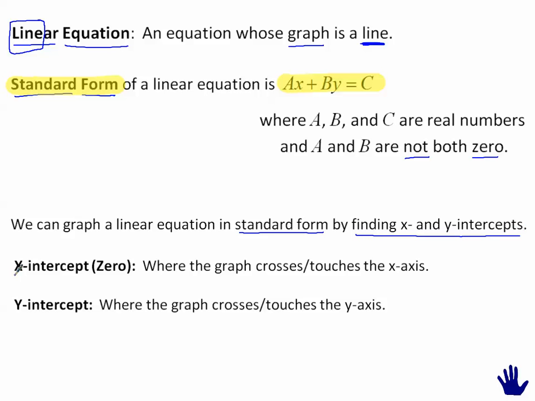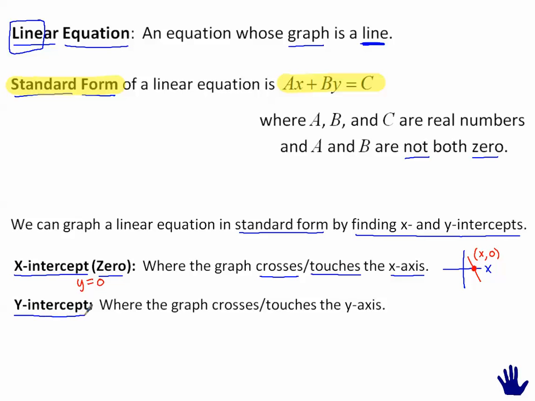So let's recall that an x-intercept, or a zero, is where the graph crosses or touches the x-axis. So if you think about the graph, and here's the x-axis, if the graph crosses the x-axis, think about what the ordered pair is for that point. The x will be some number and the y will be 0. So for an x-intercept, or a zero, that is where y equals 0.